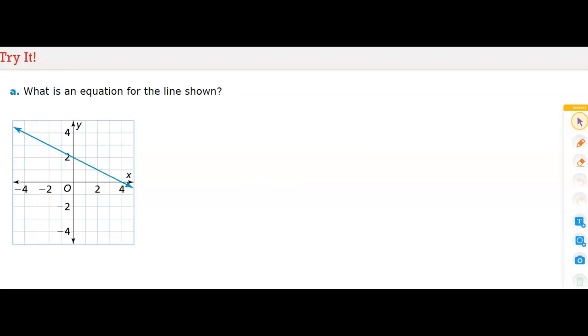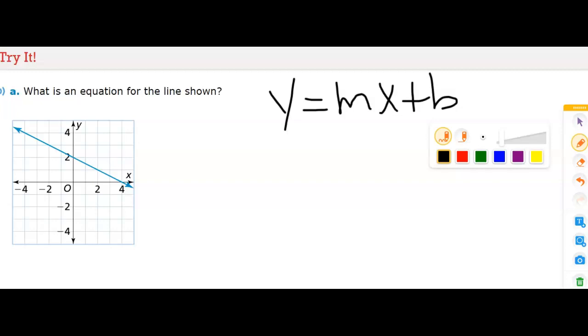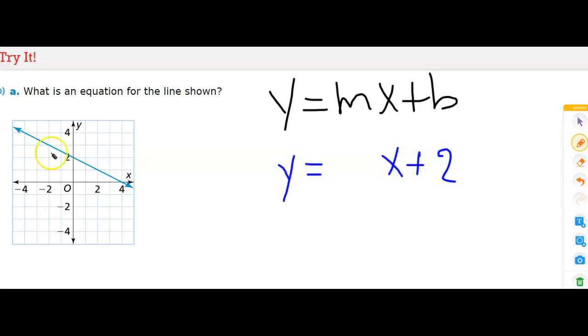Part A. What is an equation for the line shown? Okay, so the equation for the line shown, let's start with the y-intercept. Let me just write down the equation. So we want to end up with y equals mx plus b. So let's start with our y-intercept. Our y-intercept is here, which is 2. So I'm going to replace the b with a 2. The x stays there, the y will stay there. Now I need to find my slope.